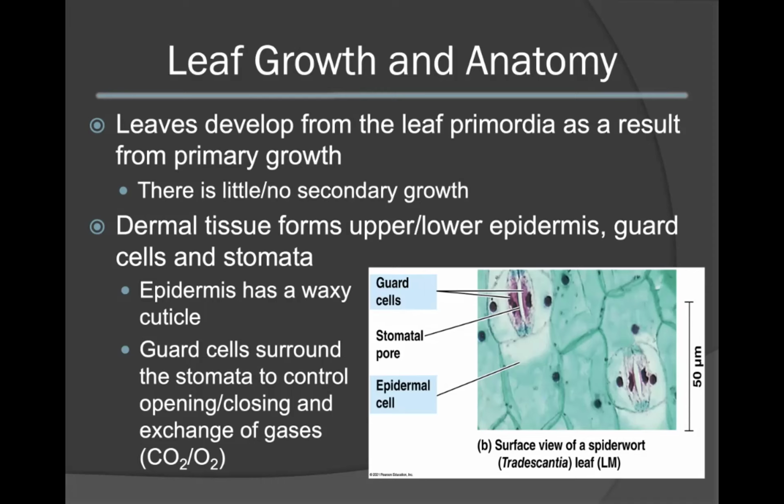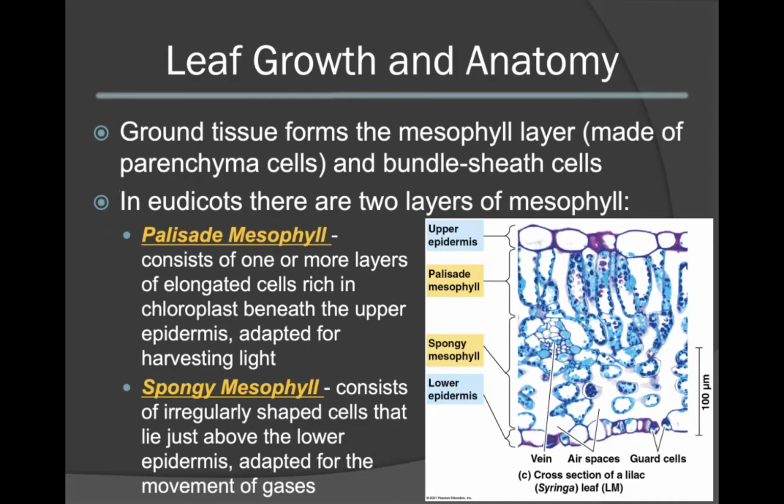Guard cells will surround the stomata to help control the opening and closing, to also control the dissipation of water, heat, and the exchange of gases. Ground tissue within the leaf forms the mesophyll. This is made of parenchymal cells and bundle sheath cells. In eudicots, there are two layers of mesophyll, the palisade and spongy mesophyll.